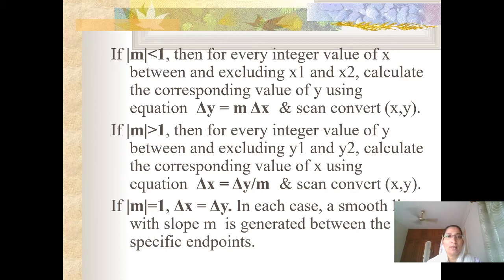Now, using the slope value: if the absolute value of slope is less than 1, for every integer value of x between x1 and x2, we can calculate the corresponding delta y as delta y is equal to m into delta x. In the case where the slope is greater than 1, for every integer value of y between y1 and y2, calculate the corresponding value of x as delta x is equal to delta y by m. In the case where the slope is equal to 1, delta x is equal to delta y. In each case, a smooth line with slope m is generated between the specified endpoints.